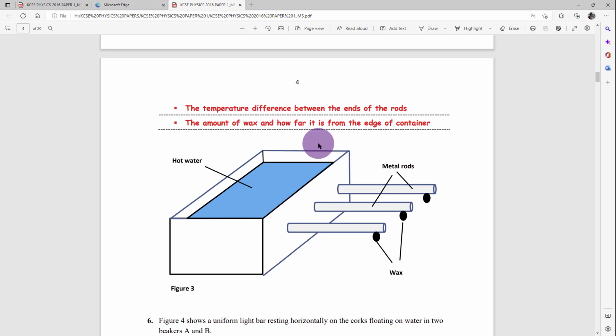And then of course the amount of wax that is attached to the rod must be the same, because if you attach too much wax, then the force which attaches the wax to the rod would be greater than where the wax is small. So the amount of wax is a factor, and of course how far it is from the edge of the container. You see, there is a difference between the length of the rod being kept constant and how far the wax is. As a matter of fact, when we talk about the length of the rod, we mean how far the wax is from the edge of the container.